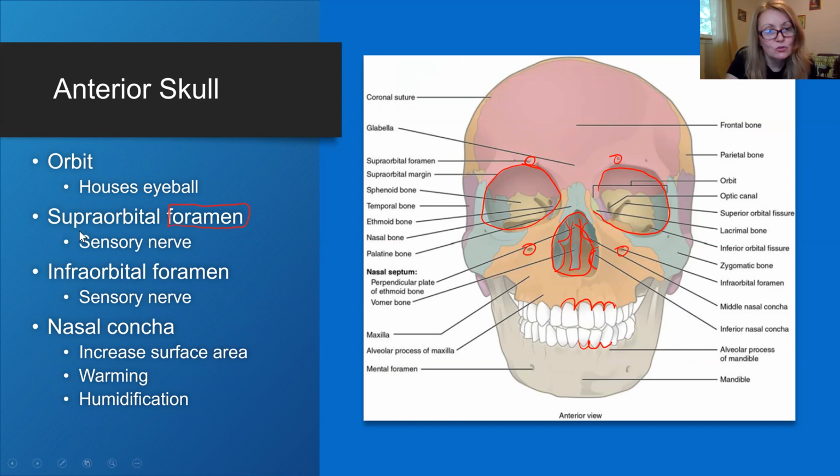So let's try to find the supraorbital foramen. Supra means above, and orbital means your orbits, the bony orbit. So this is an opening above your orbit. Here it is, the supraorbital foramen. Now, infraorbital foramen. Infra means below, so it's an opening below your orbit. Here are the infraorbital foramina, and sensory nerves and blood vessels move through these openings and innervate the muscles and skin of your face, and also bring oxygen and remove carbon dioxide. So, blood vessels and nerves. The nasal conchae increase surface area and function in warming and humidification of inhaled air.